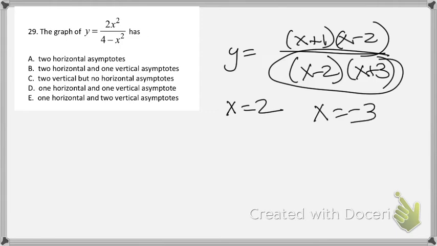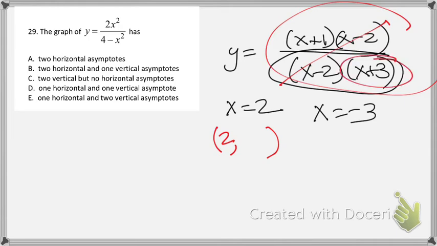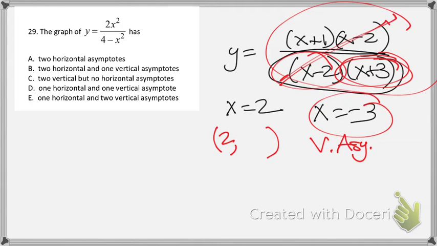What are the issues? If it cancels, it's a hole. You currently have a hole at 2. To find the y coordinate, you'd have to plug the 2 into the simplified expression. If it doesn't cancel and it's still there, it's a stubborn pain in your asymptote. This is a vertical asymptote. It doesn't go away. So if it cancels, you have a hole at 2. If it's still there, that is a vertical asymptote. That's how you handle the vertical asymptote part.